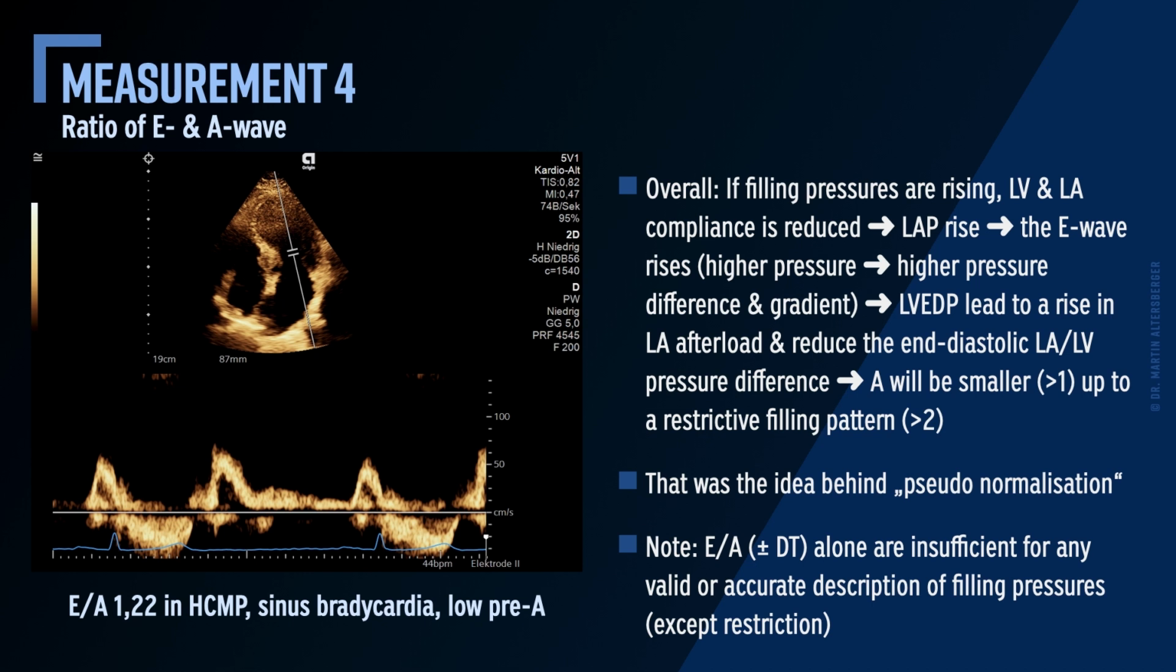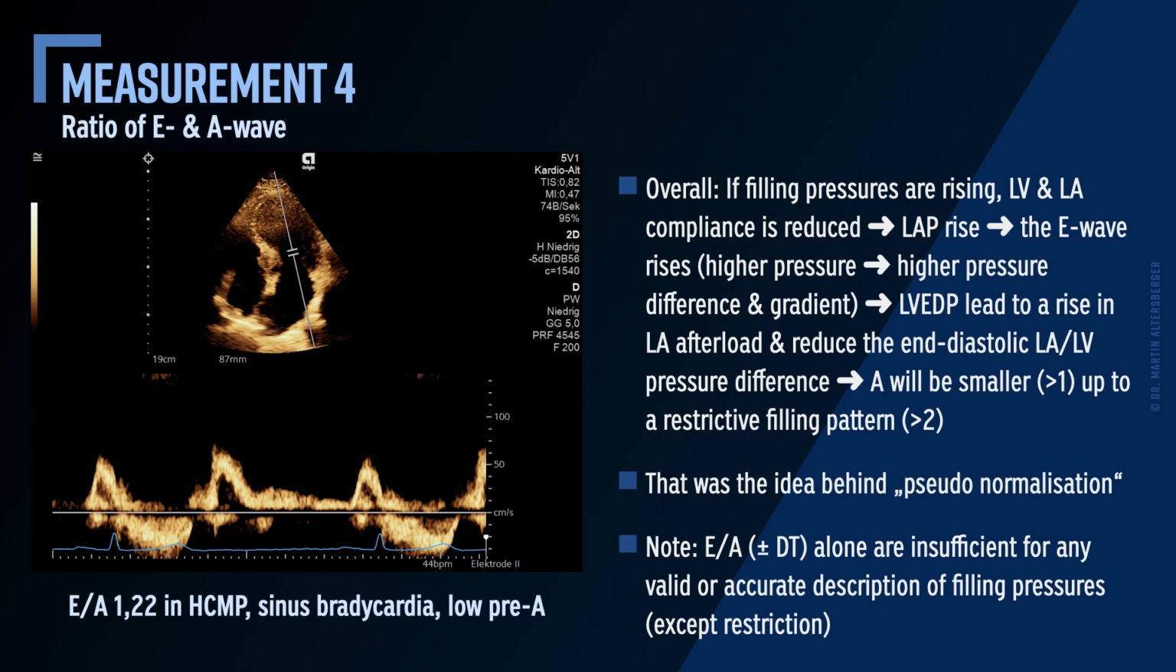So let me show you just quickly. Here is the E wave. This is all diastasis, a patient with hypertrophic cardiomyopathy, bradycardia due to beta blocker therapy, and this A wave seen over here and the very small pre-A velocities.